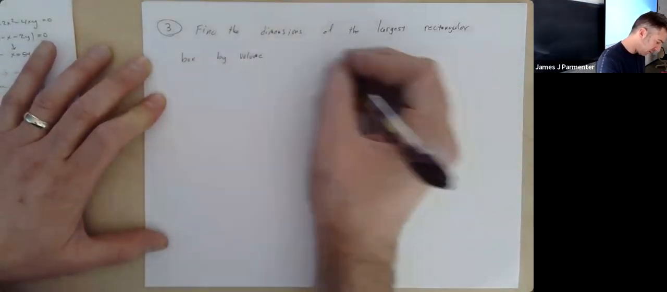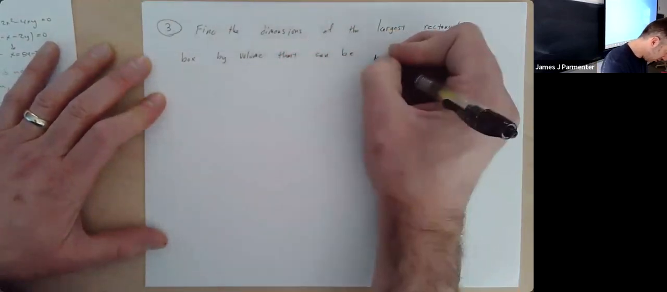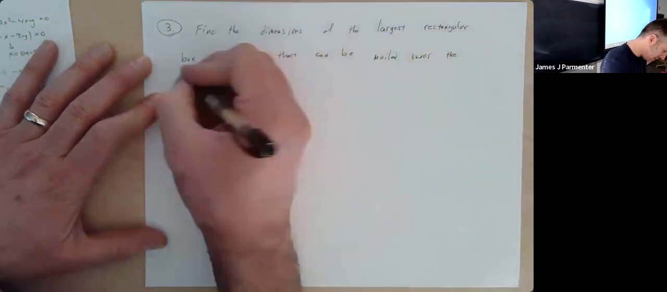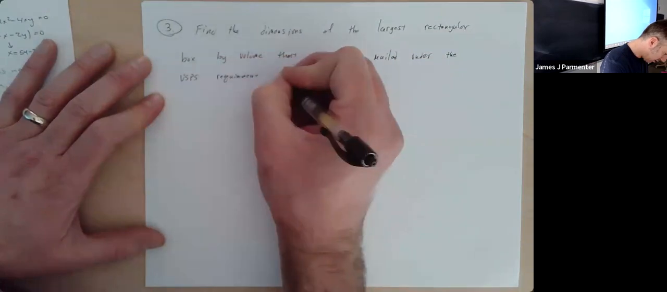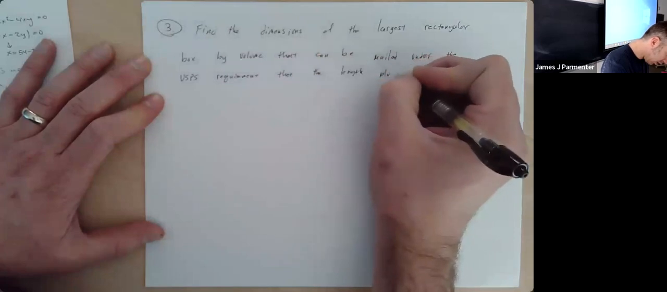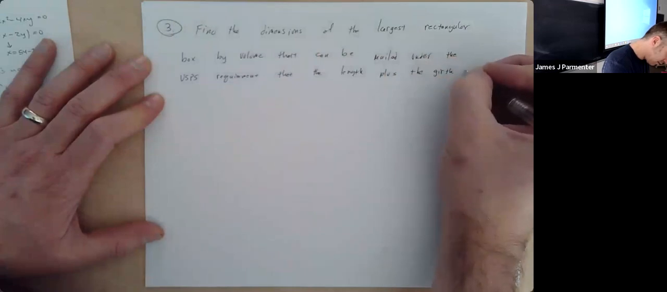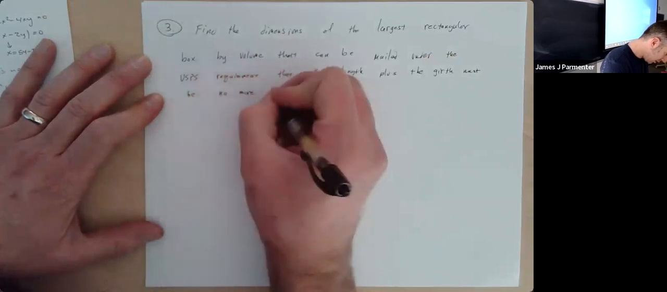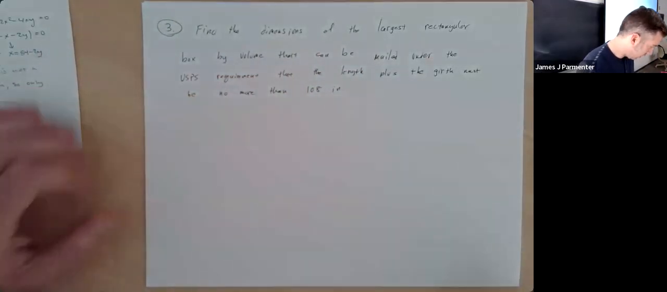So find the dimensions of the largest rectangular box by volume that can be mailed under the US postal system requirement that the length plus the girth must be no more than 108 inches. Okay, so let's draw a little picture.